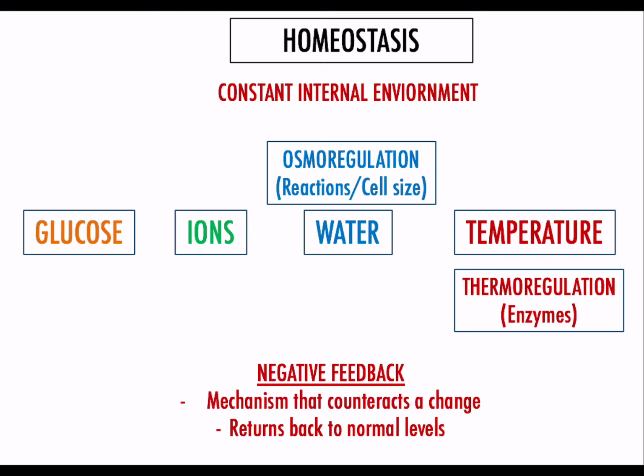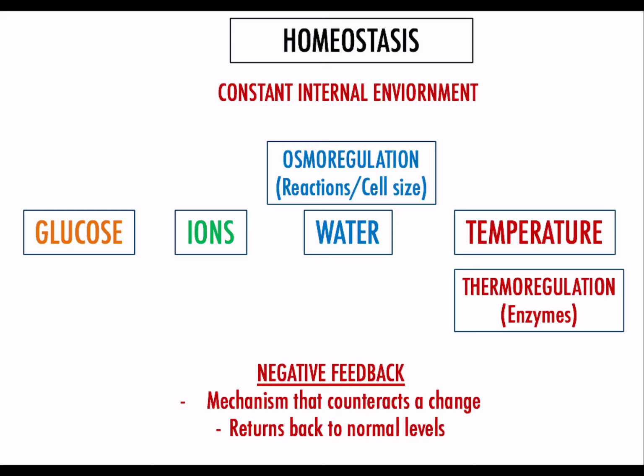Ions, so this includes things like sodium, chloride, etc. And this is mainly really important for chemical reactions, but also maintaining the size of your cells. And we'll talk about that later. Water levels. Now, maintaining water is called osmoregulation. We know our body is made of 70% water, so it's really important for chemical reactions.